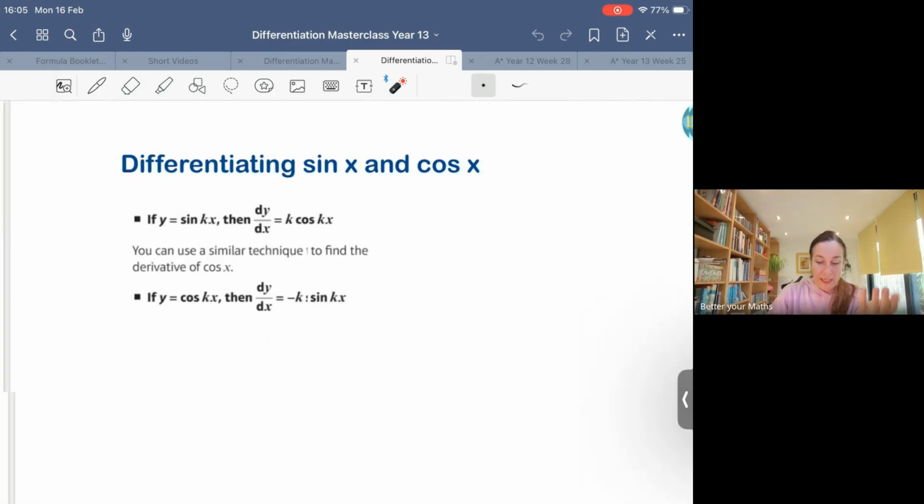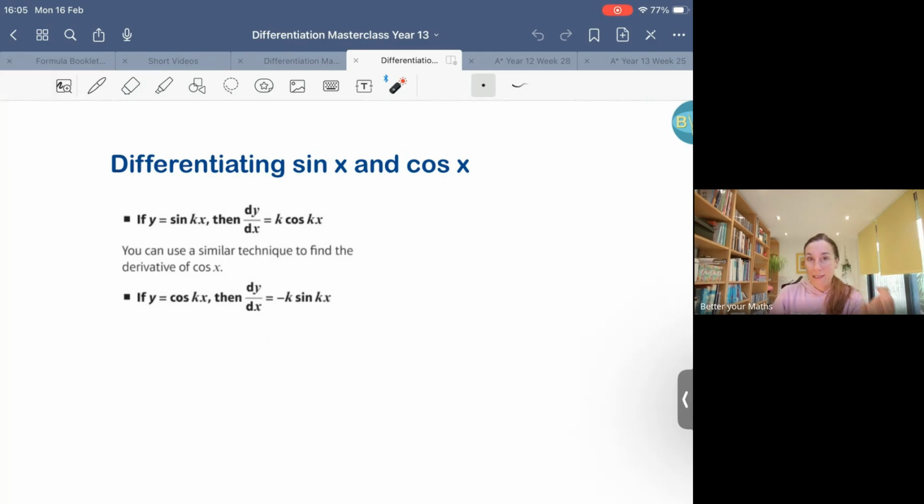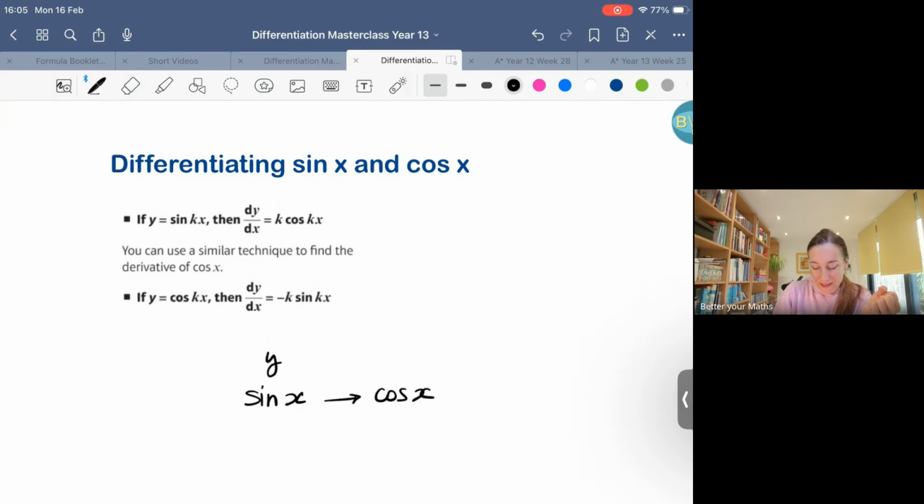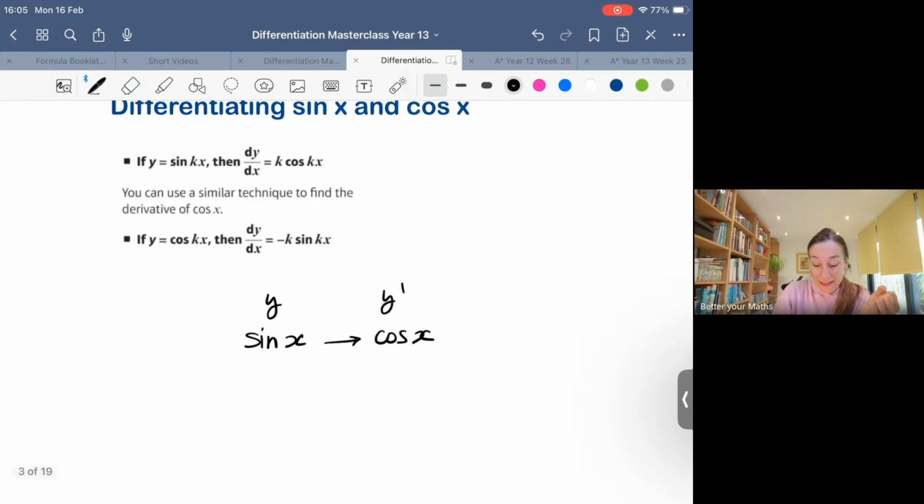First of all, we have sine and cos. Sine and cos are very simple to remember. Although the sign is confusing sometimes, you will have to think. So the derivative of sine x is cos x. So the derivative of sine is cos. The derivative of cos is minus sine.